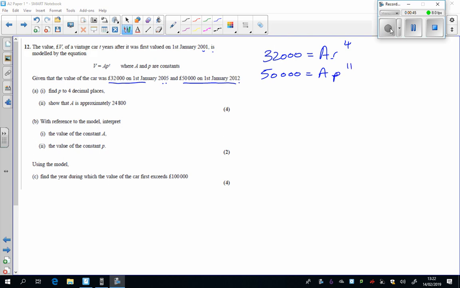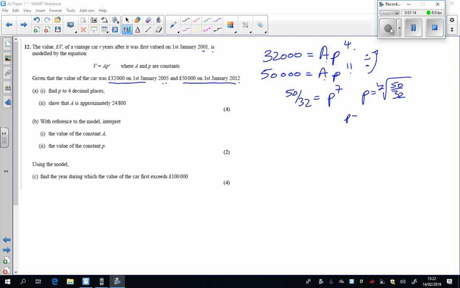To isolate one of the variables, let's just divide. So I've got 50,000 divided by 32,000. A divided by a cancels out, and I've got p to the 11 divided by p to the 4. Taking away the powers gives me p to the 7. And so p is equal to the 7th root of 50 over 32.